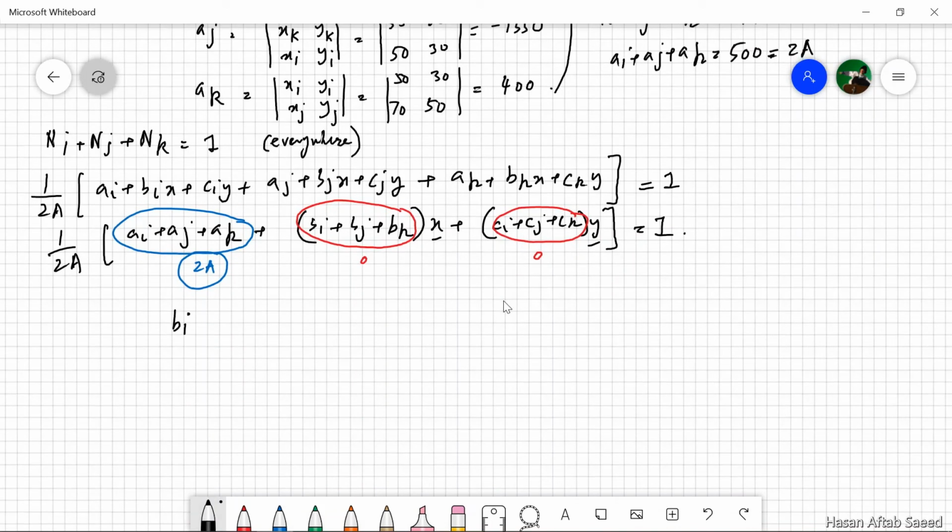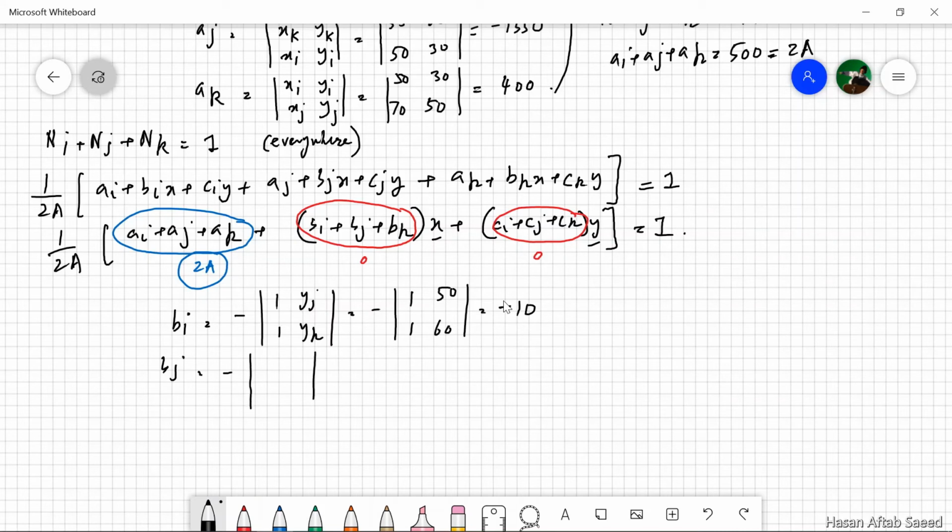Now for Bi, recall that there was a minus sign here. In the X column there was 1, Yj, Yk. This is minus 1, 1, 1. Please confirm that this is 50 and this is 60, and you have minus 10 here. Bj, again the same scheme, 1, 1. This time there should be Yk and Yi, 1, 1, and you have 60 and 30. So you get 30 here.